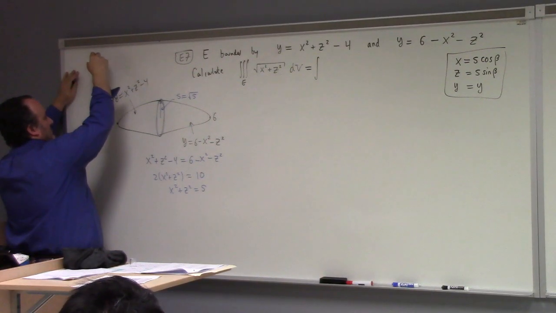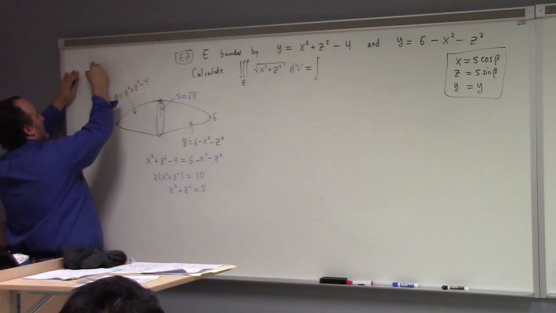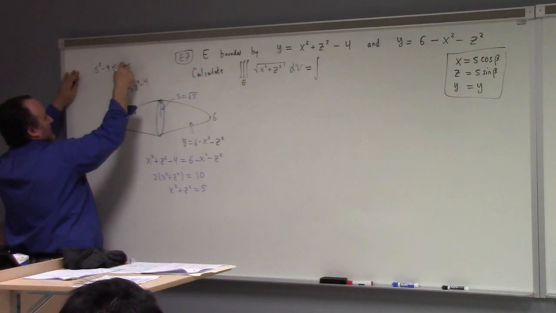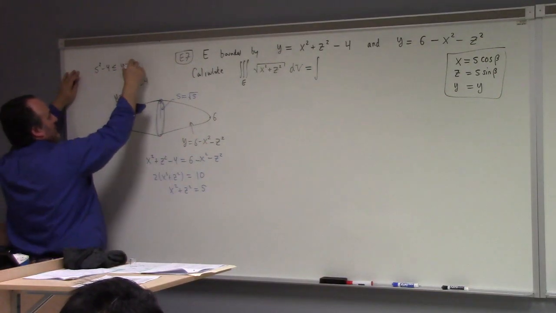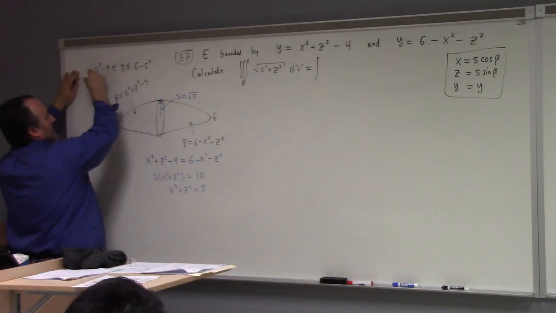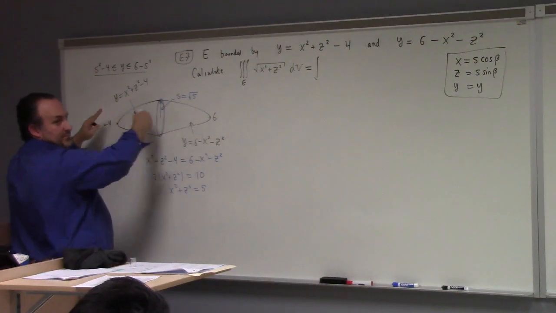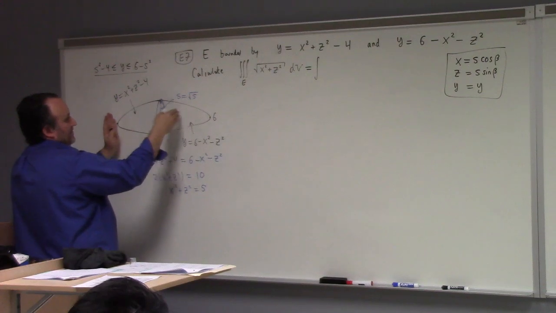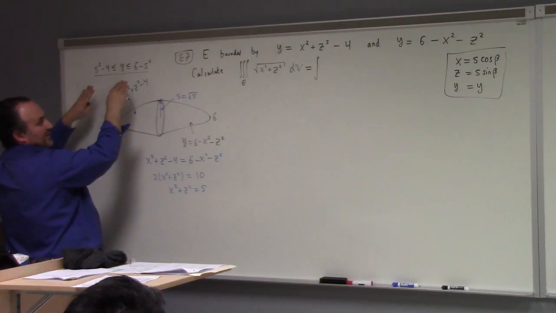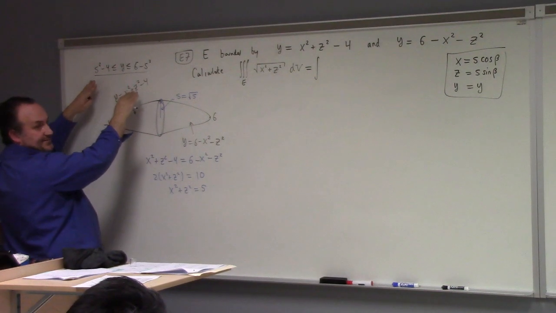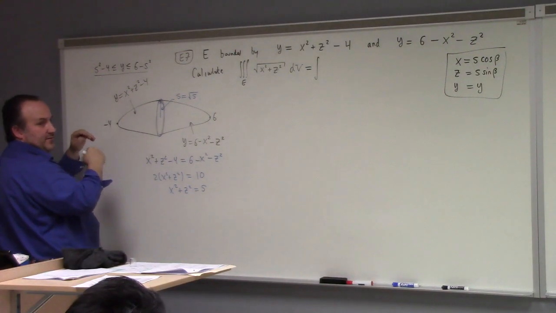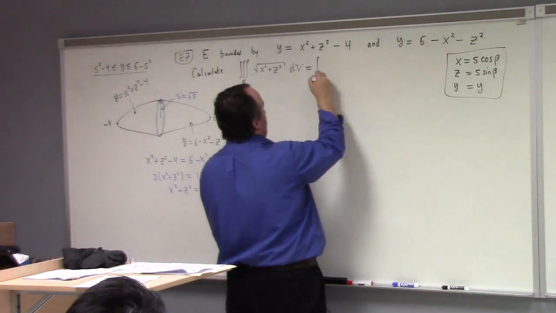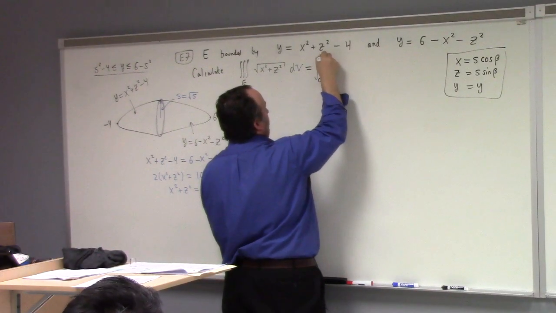I've got x squared plus z squared is s squared, right? So I've got s squared minus 4 less than or equal to y less than or equal to 6 minus s squared. So that's what being between the left and the right defining surfaces for y in terms of my modified cylindrical coordinates is. And then beta, well, beta's free. There's no restriction on beta whatsoever. So I'll do that one last, 0 to 2 pi.